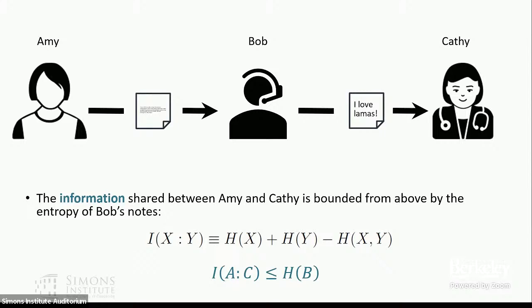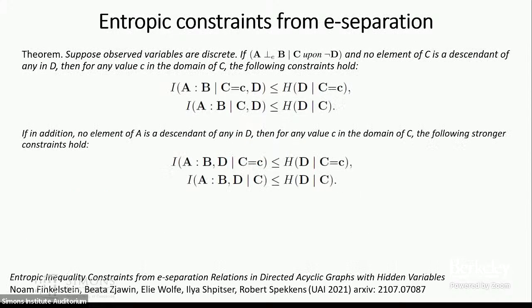So formally, and I will not show the formal proof here, but if anyone is interested in it, just let me know, we will have this theorem. We'll be talking about discrete variables. Let's say that you have this d-separation relation in a DAG. So you observe that A and B are d-separated, conditional on C, upon the deletion of D. And in addition, no element of C is a descendant of any in D. Then we have the following constraints.